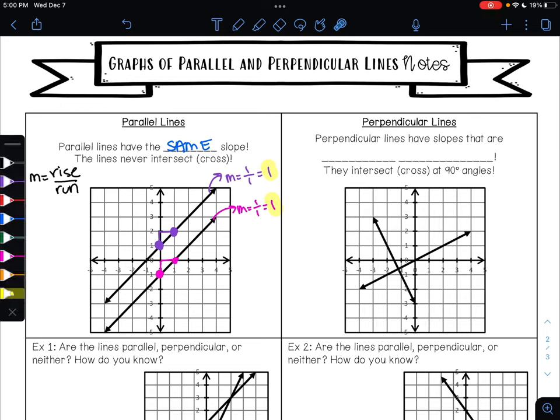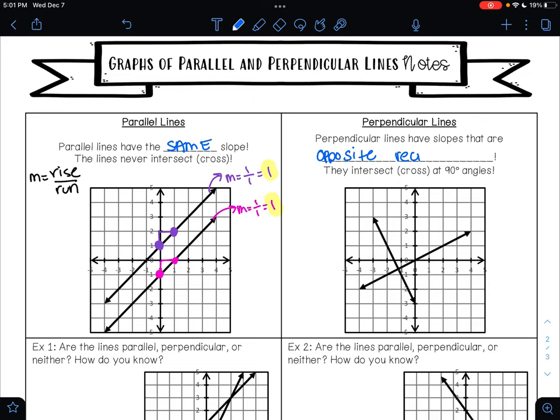Perpendicular lines have slopes that are opposite reciprocals. Perpendicular lines cross at 90-degree angles. So we need to make sure that the slopes of these two are opposite reciprocals of each other. And to do that, I'm just going to again do the same thing. I'm going to do rise over run for slope.